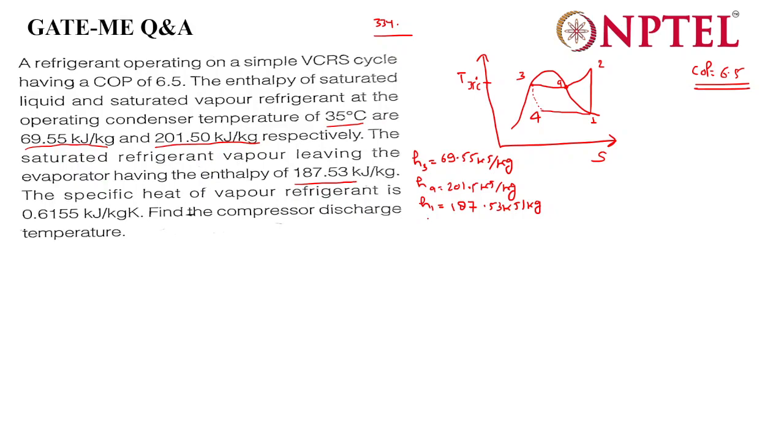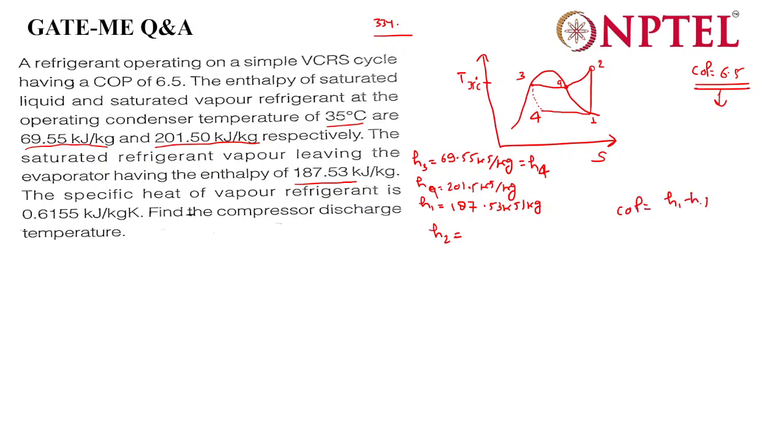H3 equals H4. This is H4. Next, what is remaining in the whole thing? Only H2 is remaining, right? So how to find H2? You know the COP of the cycle, and only H2 is remaining. So what would be the formula of COP for this?